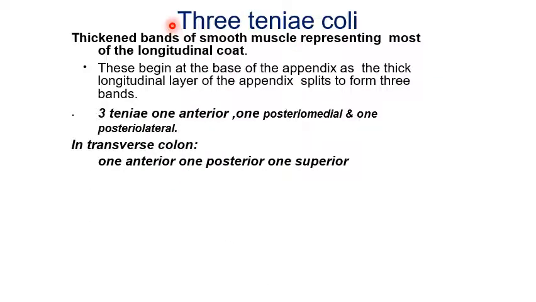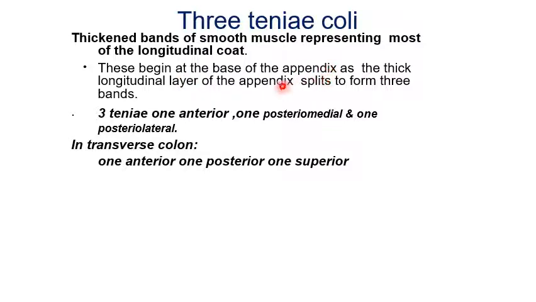Now the large intestine has some important anatomical features, and one of these is tinea coli. In the large intestine, the muscular coat consists of outer longitudinal muscle and inner circular muscle. This outer longitudinal muscle is arranged in the form of thick bands, also known as ribbons, and these are known as the tinea coli. These begin at the base of the appendix.